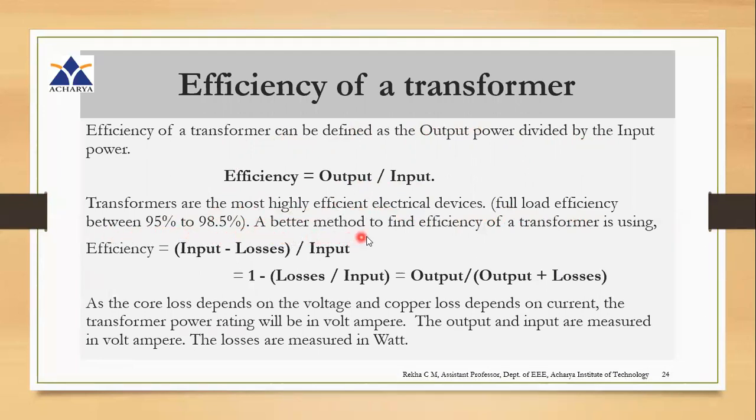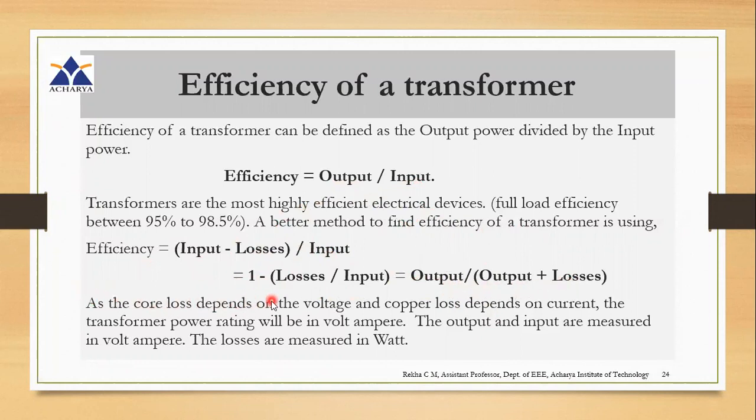A better method to find efficiency of a transformer is using the formula efficiency equal to input minus losses divided by input. That is, output is expressed as input minus losses. Similarly, input can be expressed as output plus losses. So we can write efficiency as the ratio of output to output plus losses.